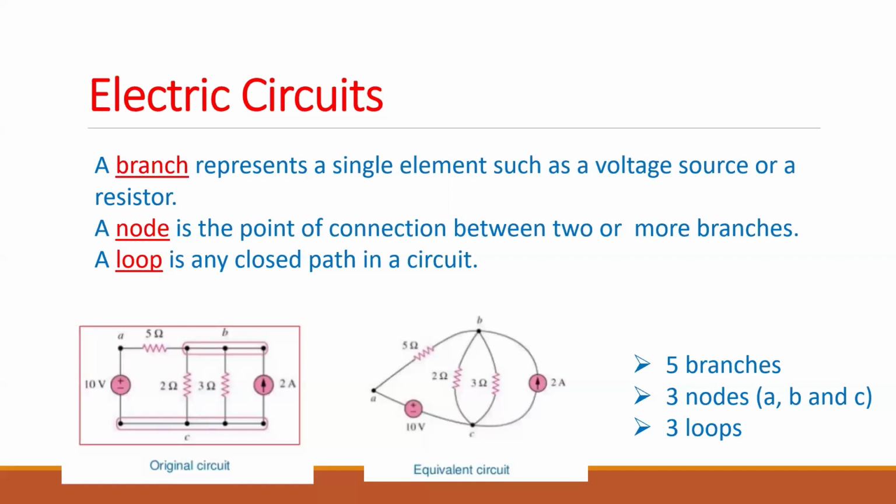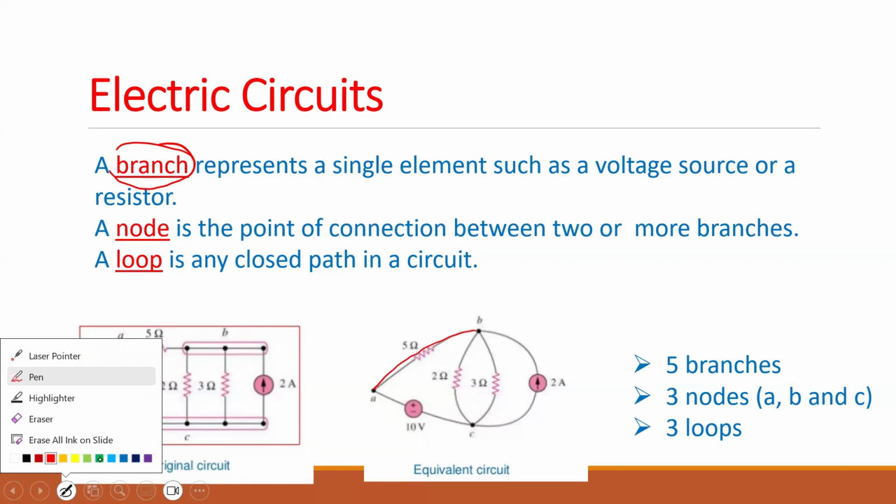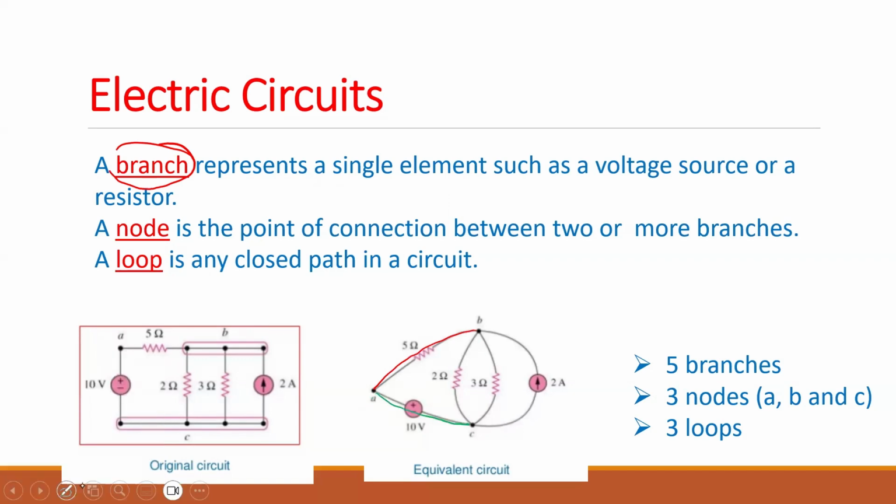Circuits means we have a closed path. Current is flowing. So for current to flow, there should be a closed path. Now, in a circuit, we need to know how to read the circuit, the terminologies that we use when we describe a circuit. So in a circuit, we have branches. A branch represents a single element such as a voltage source or a resistor. So this is a branch, this one is a branch, this is a branch, and this is a branch. Also, this is a branch. So there are 1, 2, 3, 4, 5 branches here.